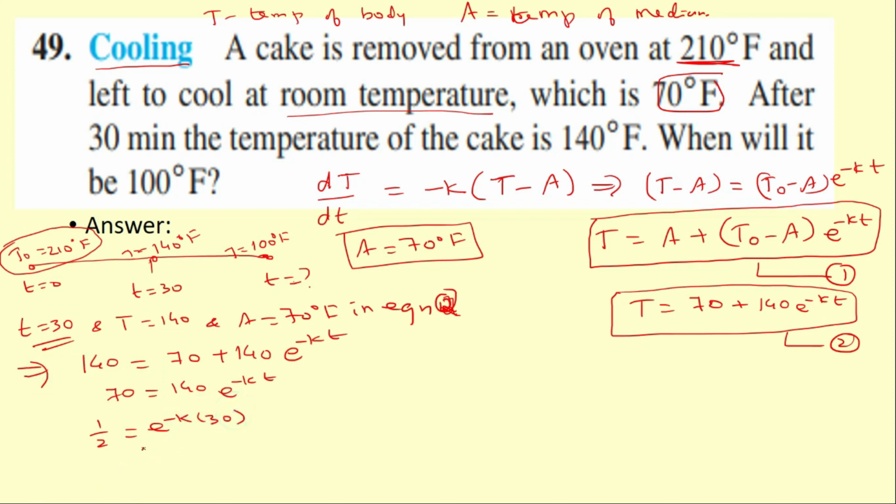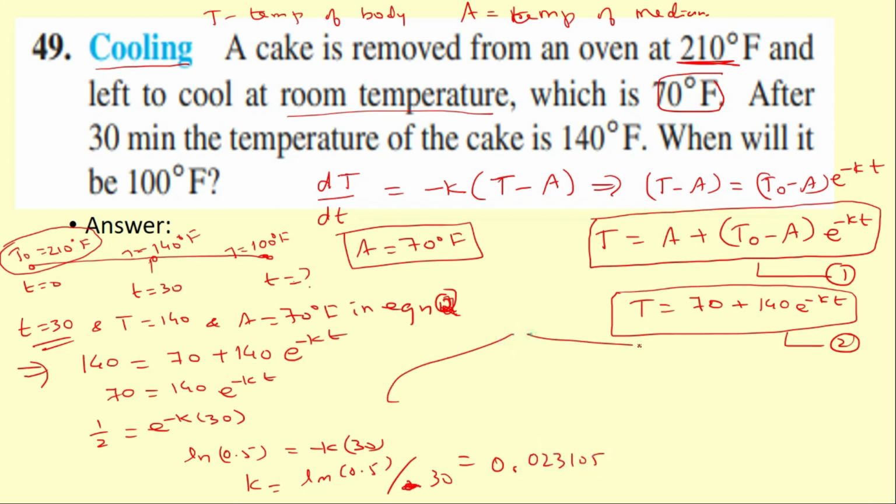Now take ln of half, which is equal to minus k times 30. So what is k? k is ln 0.5 divided by negative 30. What we get is 0.023105. This is our k value.